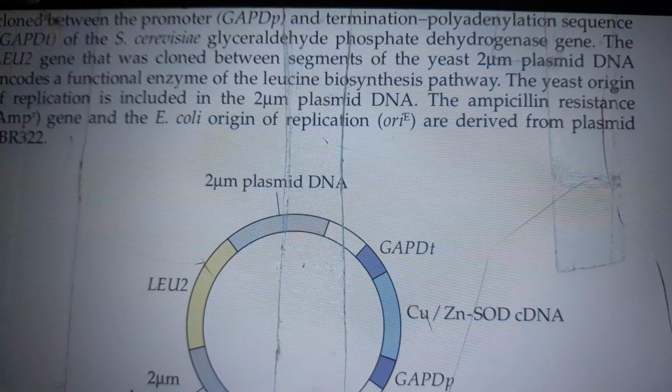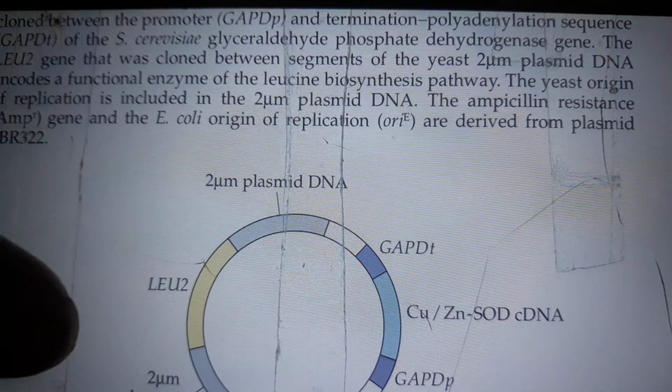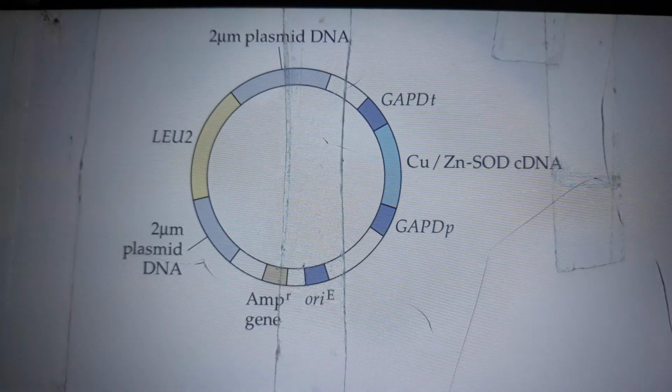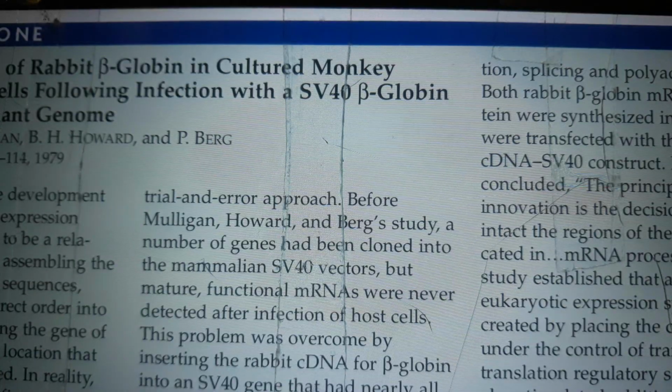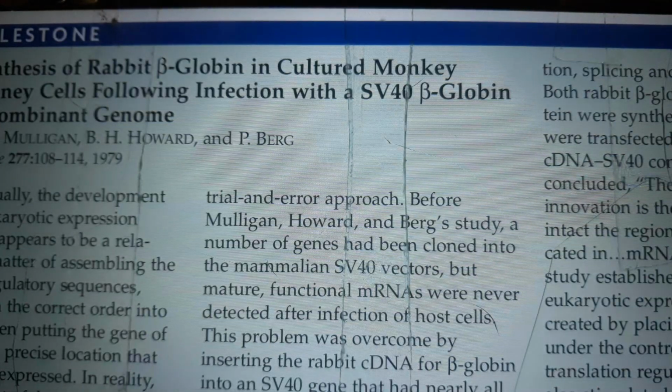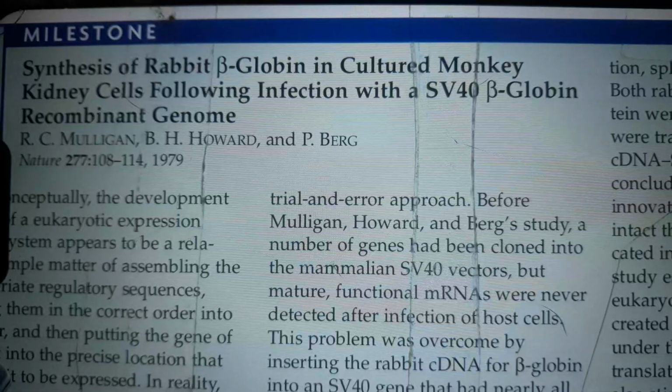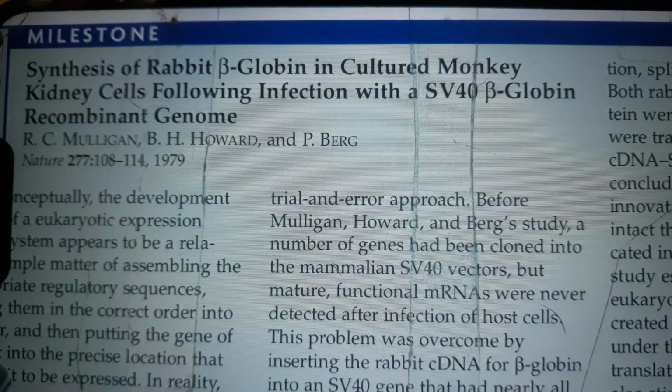The ampicillin resistance AMP gene and the E. coli origin of replication are derived from plasmid pBR322. This is the diagram of that. Please take a note. Now we have a milestone to be read. Synthesis of rabbit beta-globin in cultured monkey kidney cells following infection with SV40 beta-globin recombinant genome. Courtesy R.C. Mulligan, B.H. Howard and P. Berg, 1979.